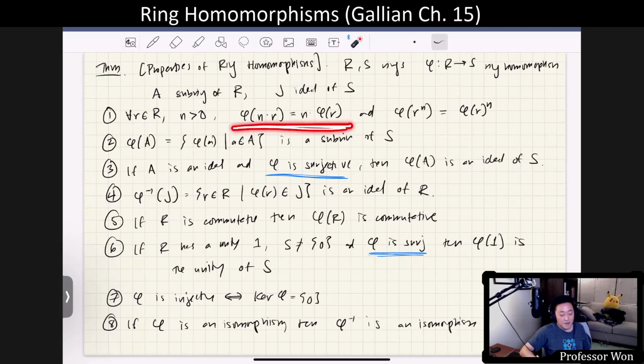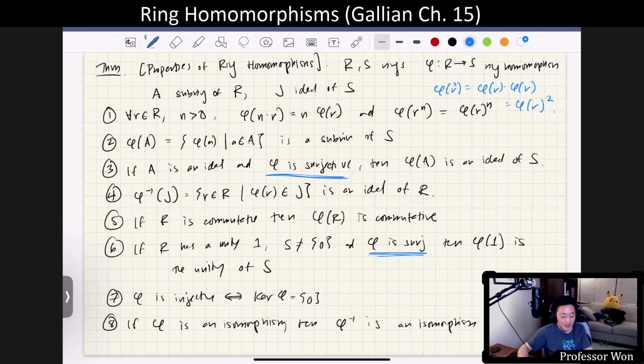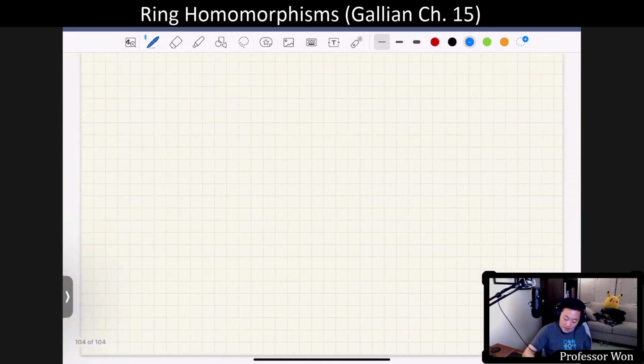In group theory, we stated this as phi of a to the n is equal to phi of a to the n. Since it's an additive group, instead of exponentiation, we have repeated addition. And so this statement just comes from group theory. This statement just comes from the fact that, this one I'll write here, I won't give too many details, phi of r squared, that's phi of r times phi of r, that's phi of r squared, and then you just use induction. Okay, so 1 is very believable, right? Since phi preserves addition and multiplication, it also preserves repeated addition and repeated multiplication.